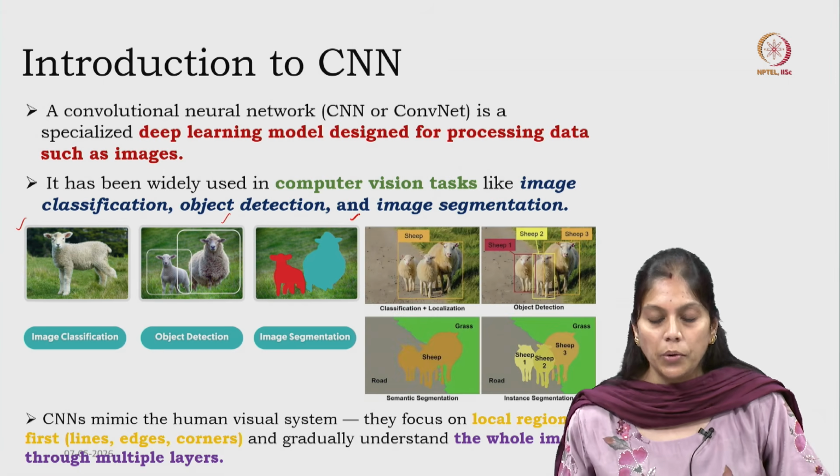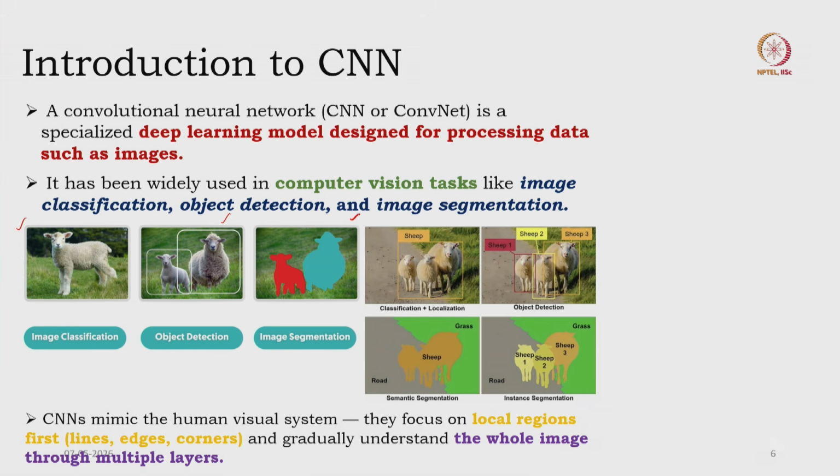There is one more example here. This is classification and localization. All of these belong to the same class, that is a sheep. You are not just classifying, you are also identifying where exactly this particular object is present. And this is object detection, where there are multiple objects present.